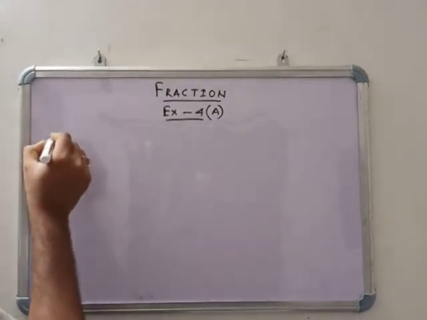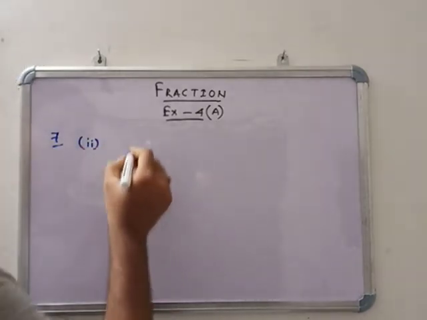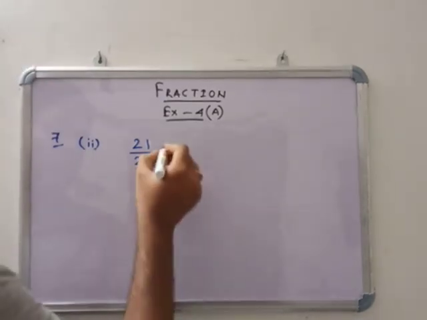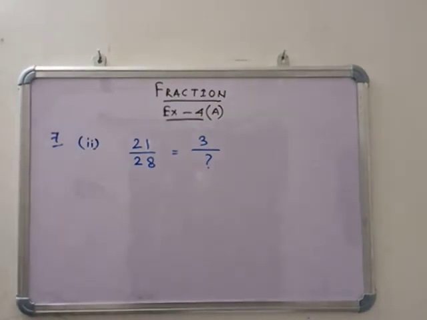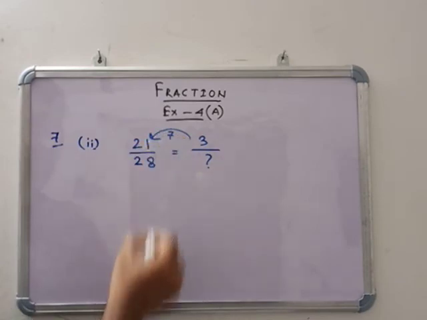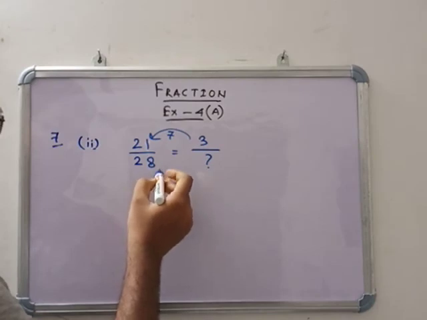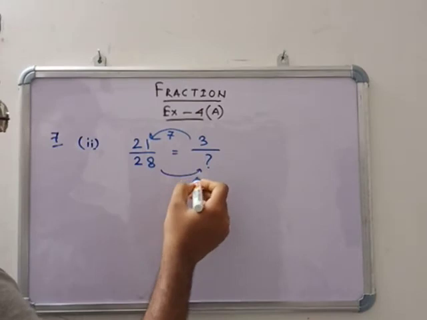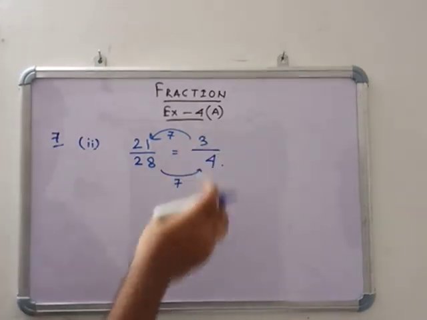Now in 7, 21 by 28 with numerator 3. You have to find this one. Okay. Now 3 times 7 is 21. Then which number times 7 is 28? Otherwise you can divide this denominator by 7, that is 4. Okay, so 4 here you have to write. So 3 by 4.